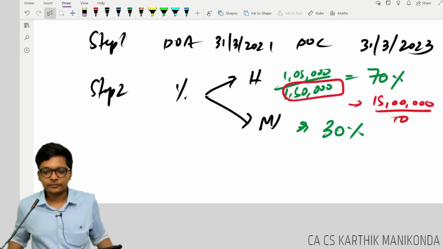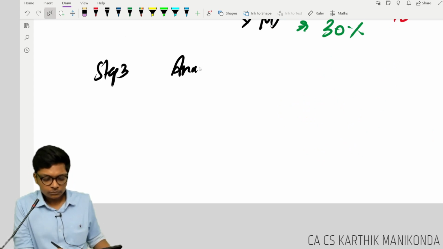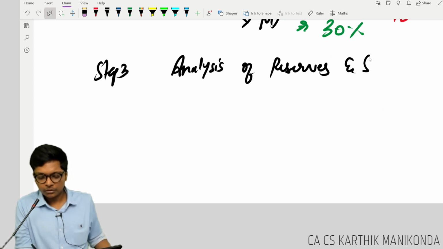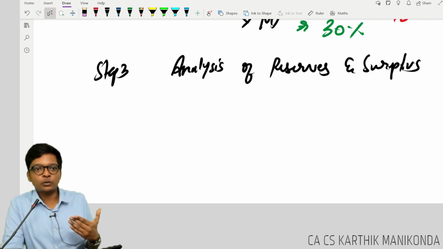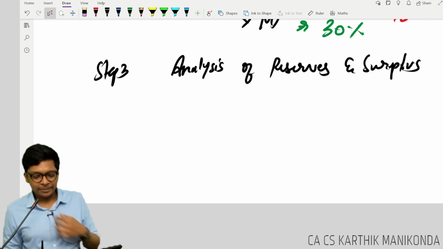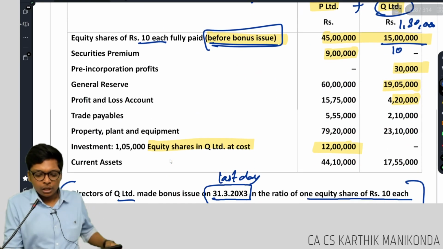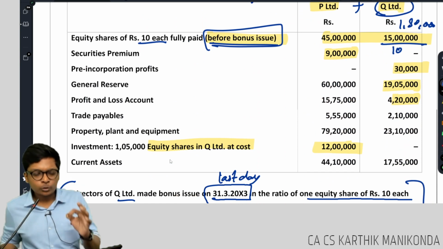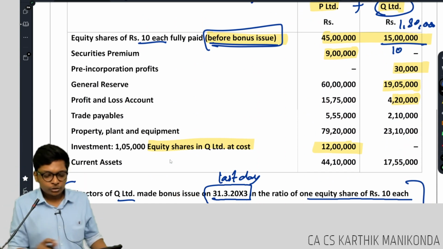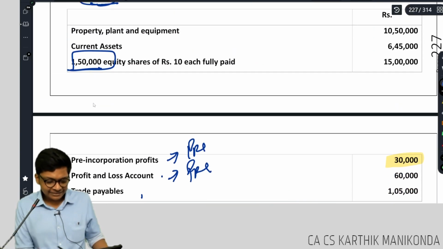Step 3 is what? Analysis of profits. Or in other words, the right term is analysis of reserves and surplus. This is what he means in the question by preparing consolidated P&L, but that is not the right consolidated P&L. Leave it. Come back here. Analysis of reserves and surplus. What are the reserves available in the balance sheet on the date of consolidation and acquisition? Which reserve should I analyze? Should I analyze these 3 reserves or these 2 reserves?